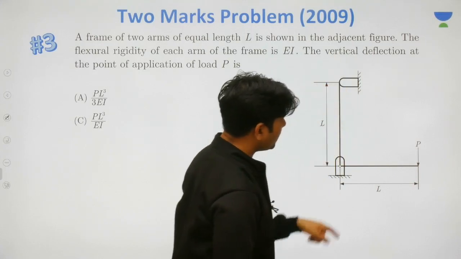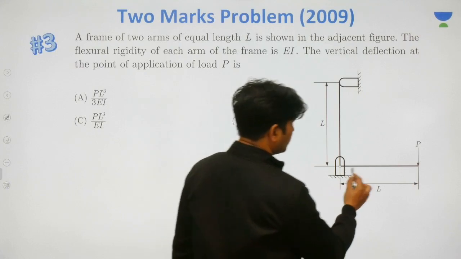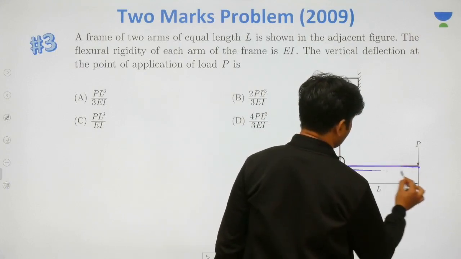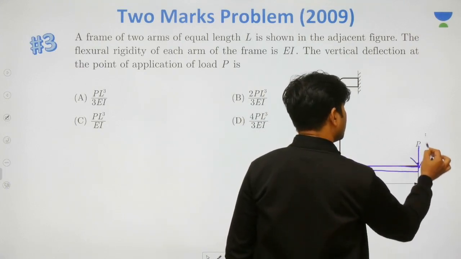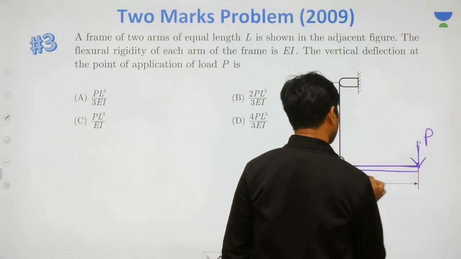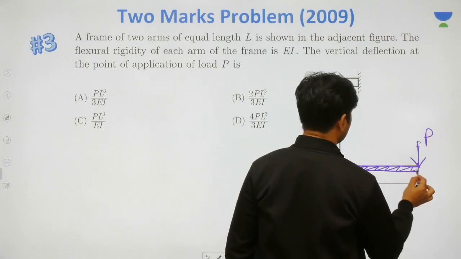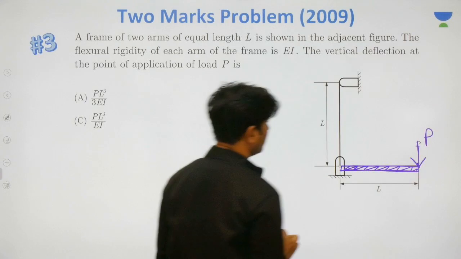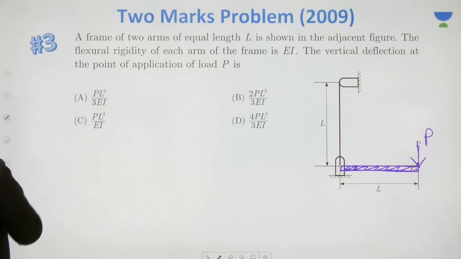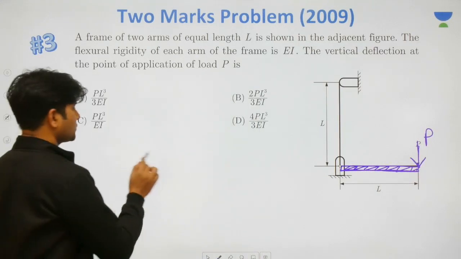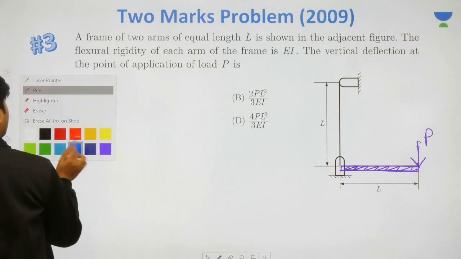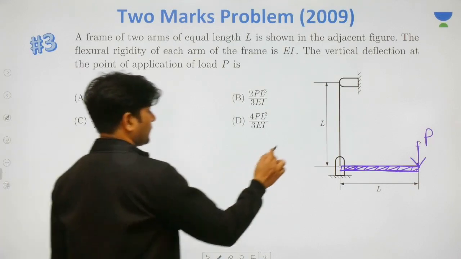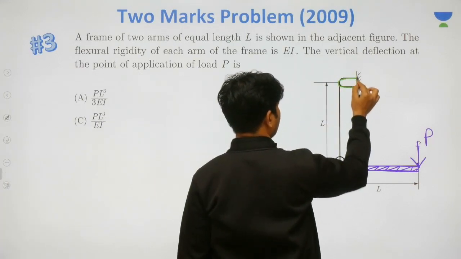And then this vertical part is simply supported. This part is just like a cantilever. This purple part is just like a cantilever, and that vertical part is just like a simply supported beam.